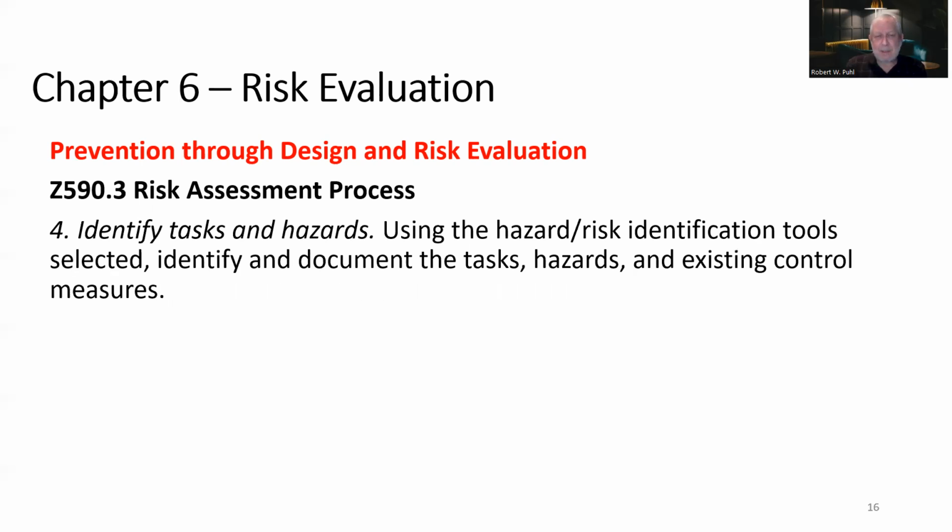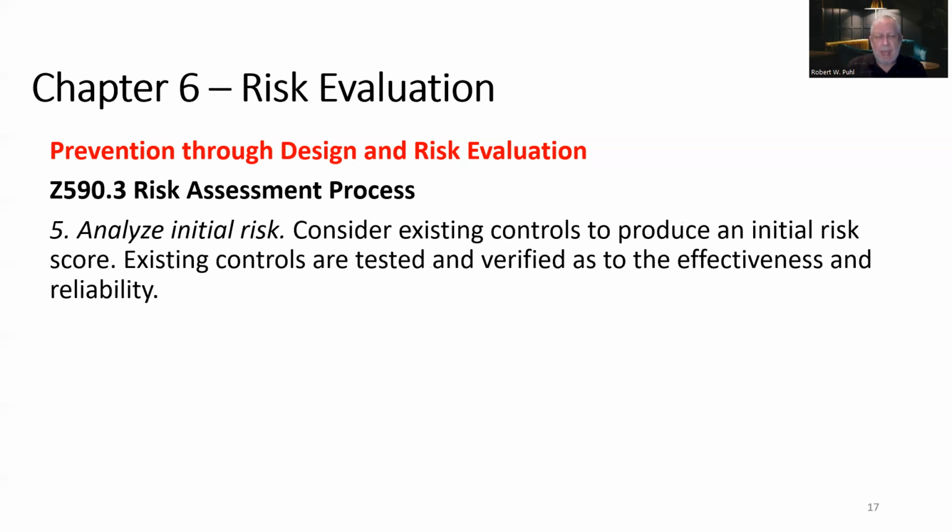Identify tasks and hazards. Using the hazard risk identification tools selected, identify and document the tasks, hazards, and existing control measures. Analyze the initial risk. Consider existing controls to produce an initial risk score. Existing controls are tested and verified as to their effectiveness and reliability. And don't forget that. When you have controls in place, don't ever consider them to be absolute.